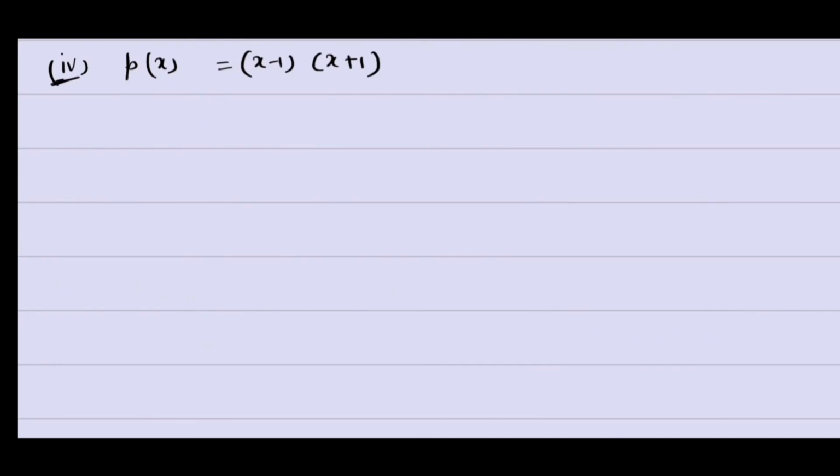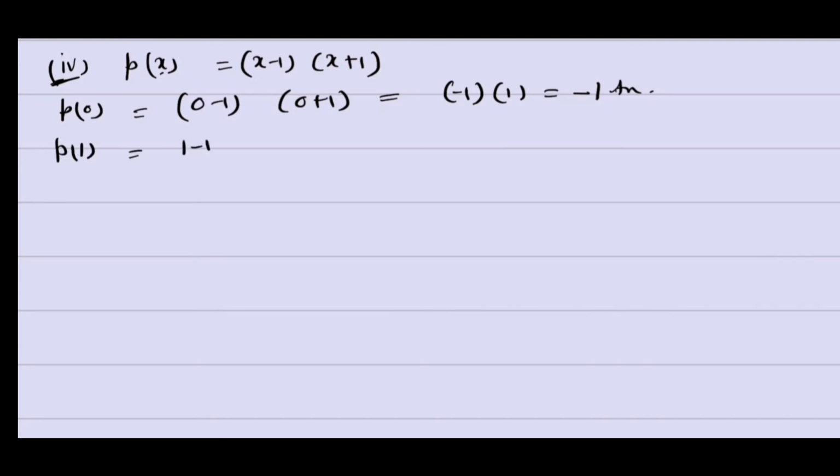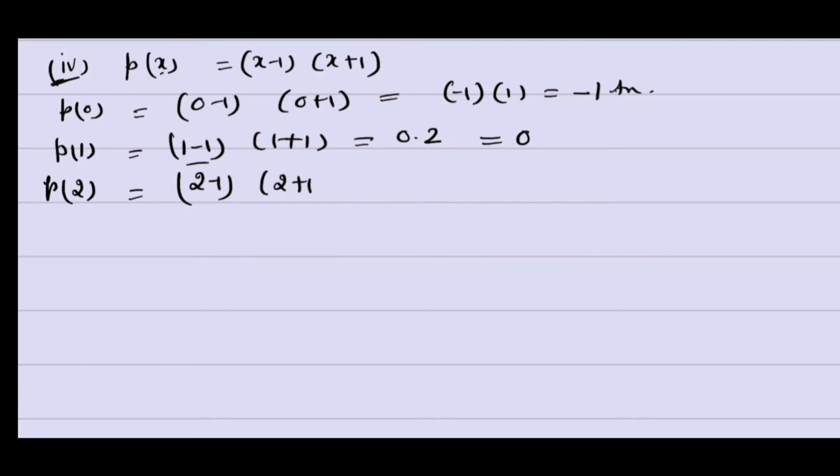So last question here, we have p(x) is equal to x minus 1 into x plus 1. So first value of x is 0. So this will become 0 minus 1 and 0 plus 1, which is equal to minus 1 into 1, which is equal to minus 1, and this is my answer. And next value, we have to put x is equal to 1. So this becomes 1 minus 1 and 1 plus 1. So 1 minus 1 is 0 into 2. So this is 0. Next we have to put x is equal to 2. So this will become 2 minus 1 and 2 plus 1, which is equal to 1 into 3, and 3 is my answer.